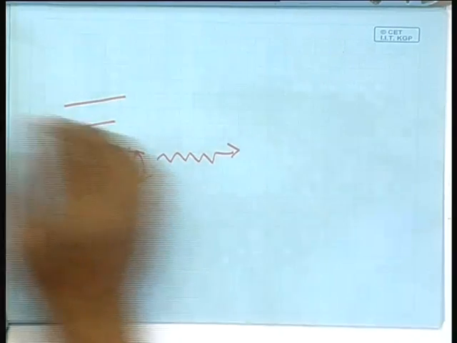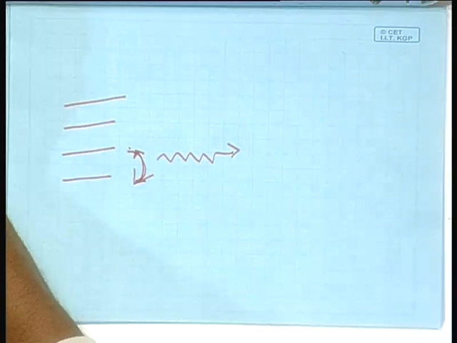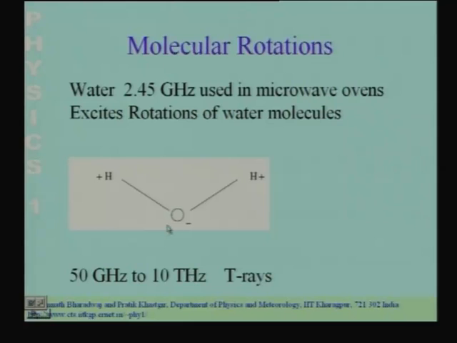Now, the water molecule, we know it has two hydrogen atoms and an oxygen atom, and it is polarized. So, if I put an external electric field, the dipole moment of the water molecule will try to align with the external electric field, and if the electric field oscillates, the dipole moment will also start to oscillate, and this will basically set the water molecule into rotation. This is another kind of excitation of a molecule, a rotational excitation.